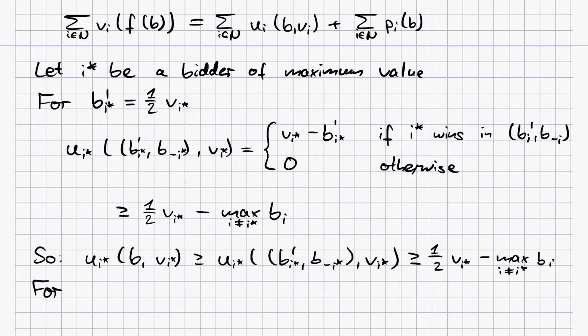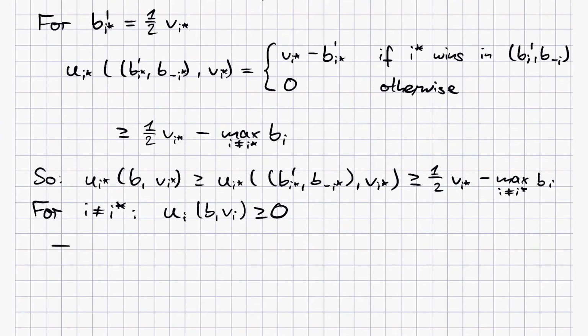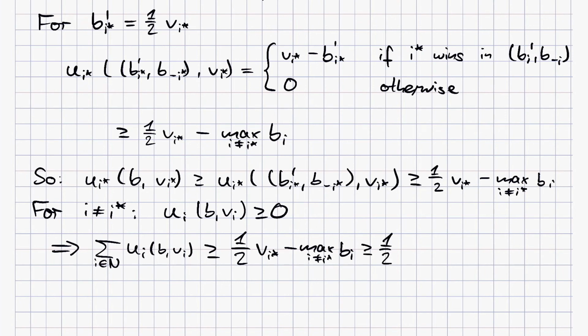And for all other bidders, we now have that the utility that they're getting is at least 0. So, what we're getting is that the utility summed over all bidders will be at least a half times vi star minus the maximum of all bids other than i star, and this is at least a half times vi star minus the maximum of all bids bi.